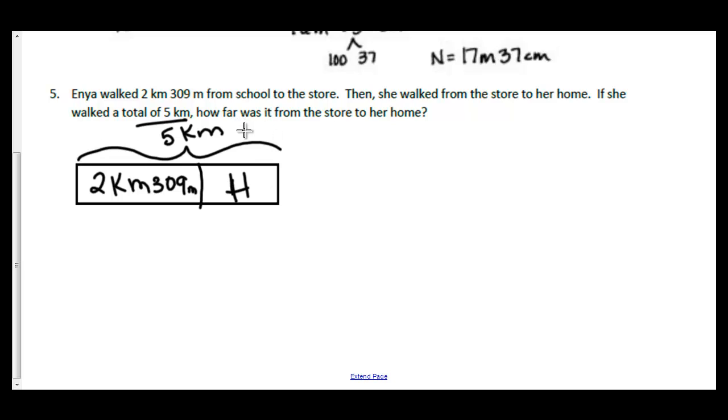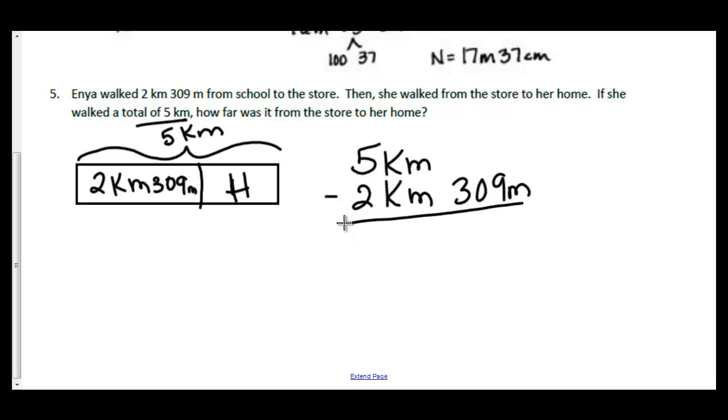So if I know the total, and I know this part, but I need this part, that means I'm going to use subtraction. So I've got 5 kilometers, and I'm going to subtract 2 kilometers, 309 meters. So I'm thinking, how am I going to take away 309 meters when I don't have any?